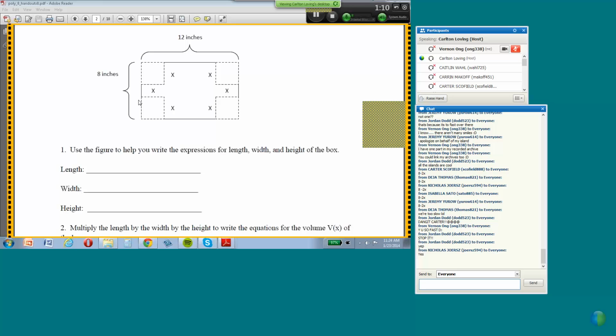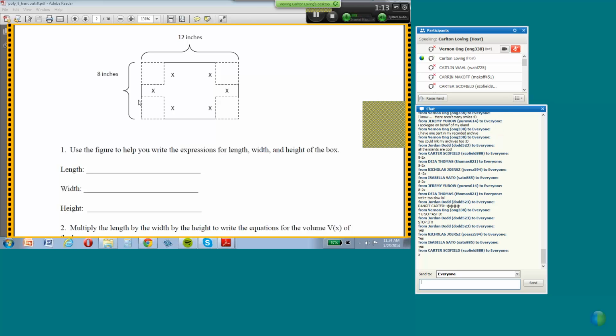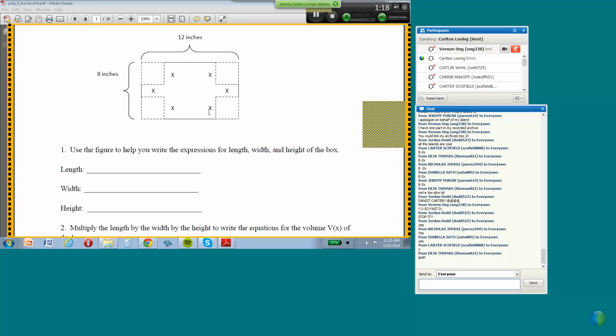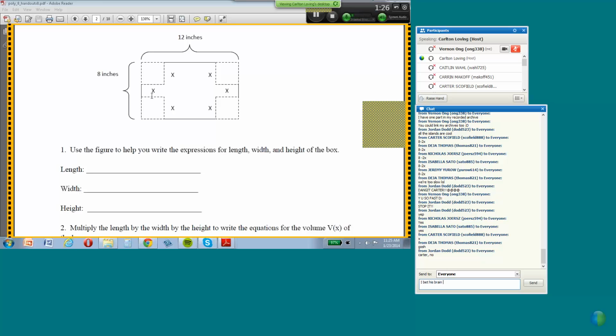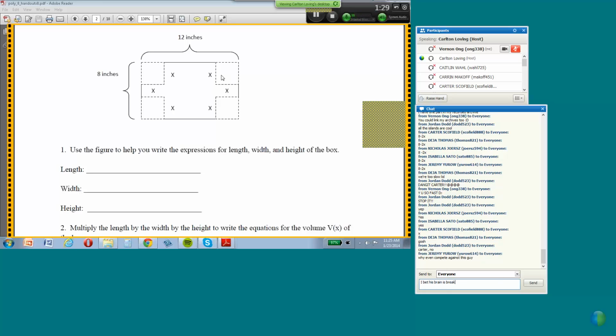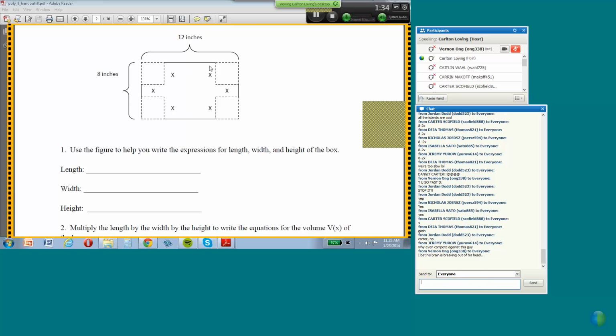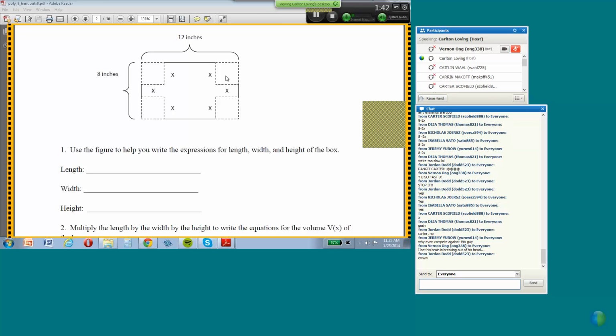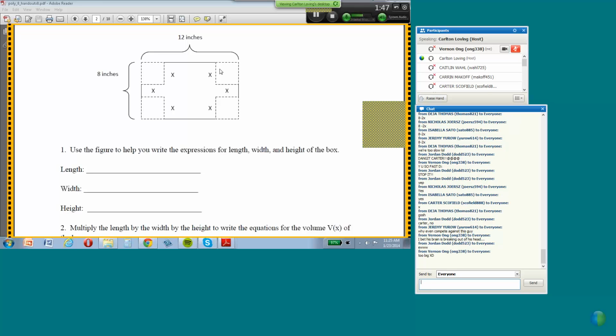And then what's the height? Yep, bingo. Nailed it again. Yeah, if we're going to cut out these squares that have side lengths of x, and we're going to fold up these tabs, or however we're making this box, we're going to have to fold up each of these things. Anyway, so we're going to have a height that's equal to x.